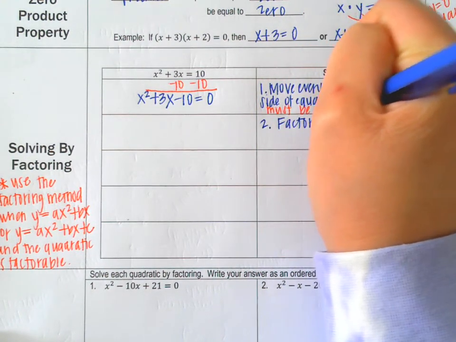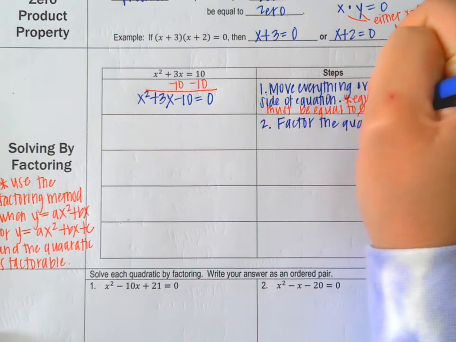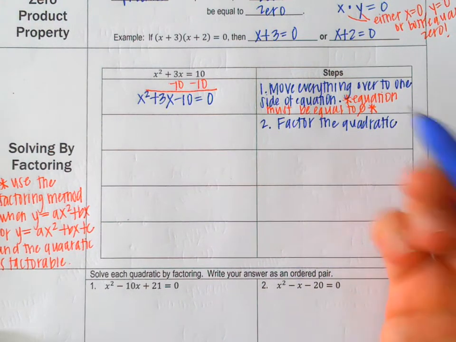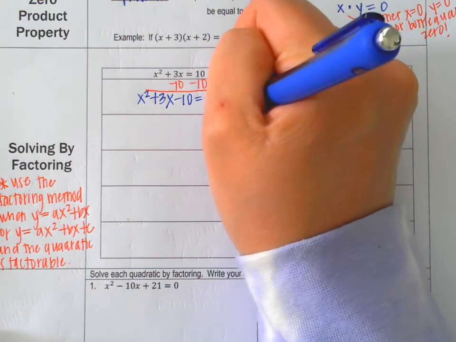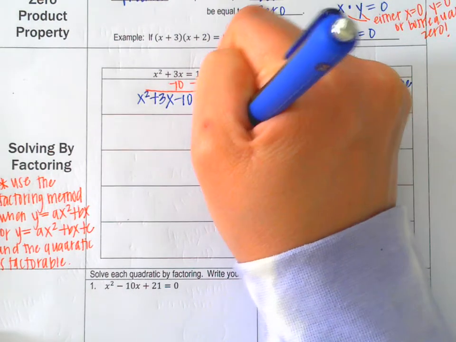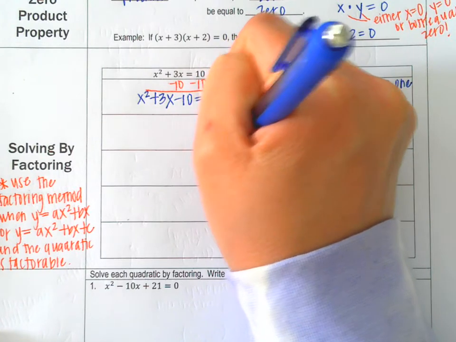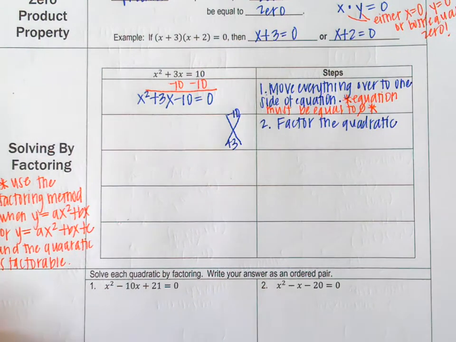factor the quadratic. So I am now thinking about what two numbers multiply together to get me negative 10 and add to get me positive 3. So I'm back into last section's material.